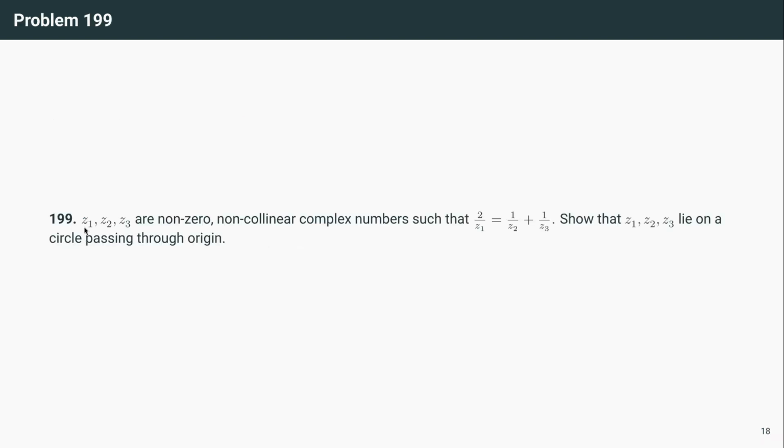Problem 199 says that z1, z2, z3 are non-zero, non-collinear complex numbers such that 2 by z1 is equal to 1 by z2 plus 1 by z3. Show that z1, z2, z3 lie on a circle passing through origin.